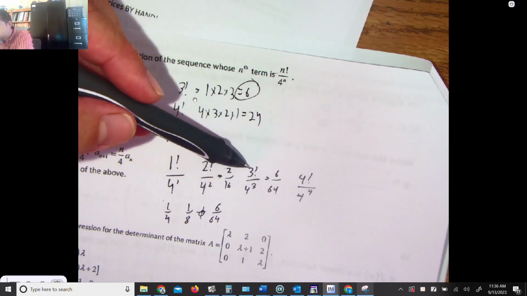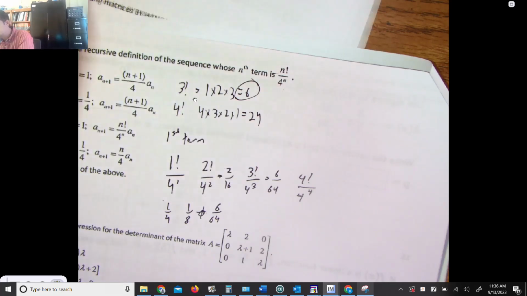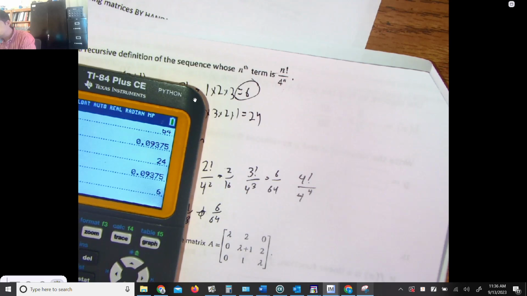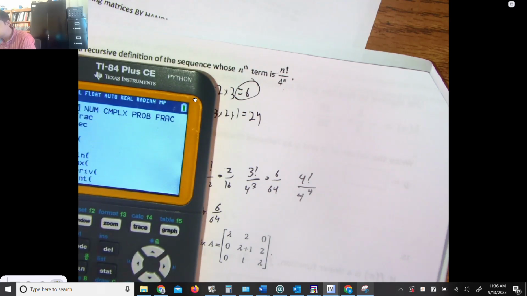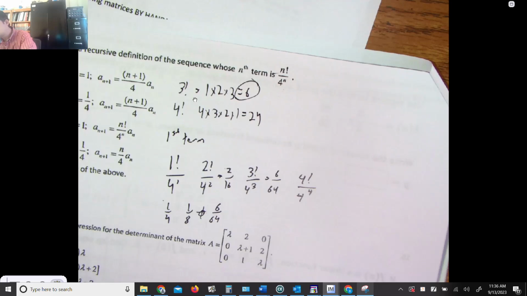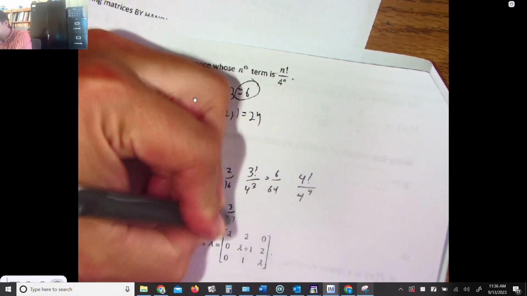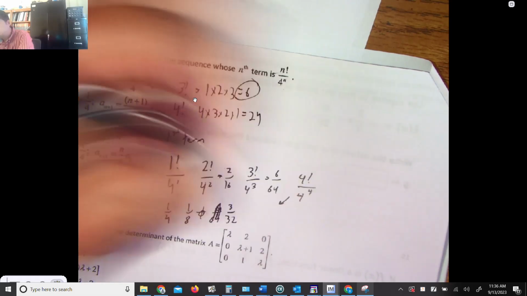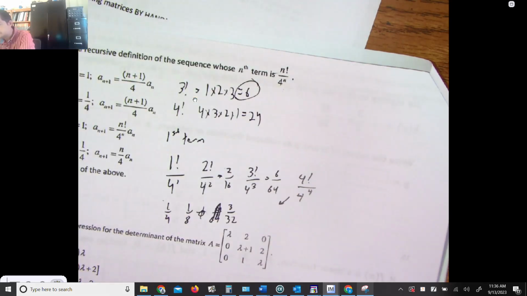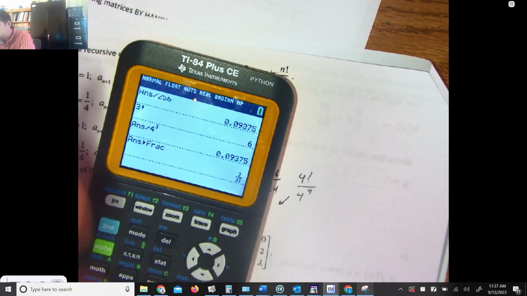The third term is 3 factorial over 4 cubed, and if you don't trust my math here, it's going to hit divided by 4 to the third power. It's at decimal 0.09375. And it reduces down to 3/32. I hadn't reduced it yet. 3/32. The next guy is 4 factorial over 4 to the fourth, which is kind of funny.